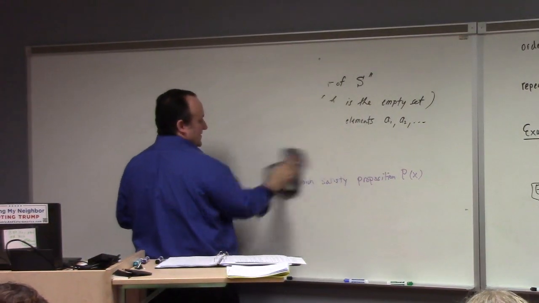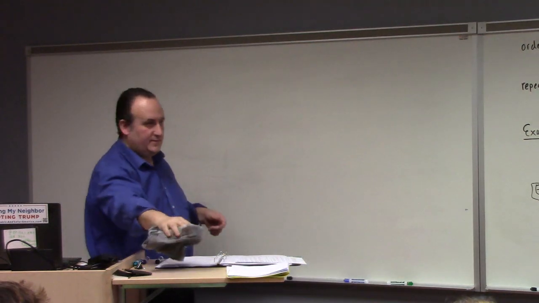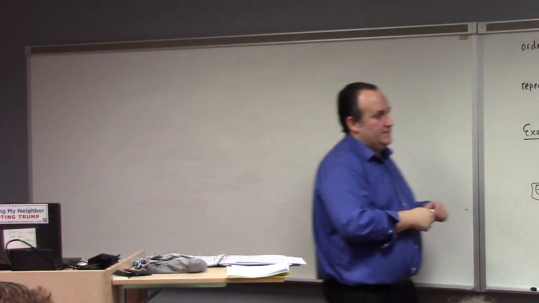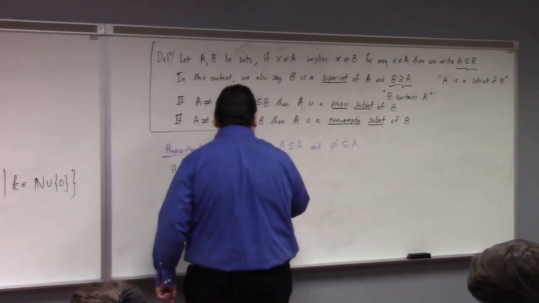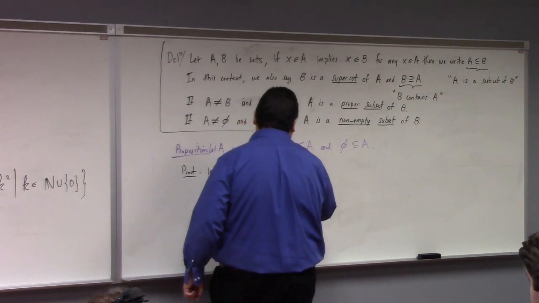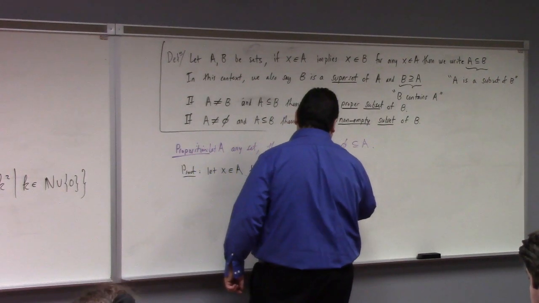How's the proof of that go? Let X be an element of A. Then, this is very silly, X is an element of A. Thus, A is a subset of A.